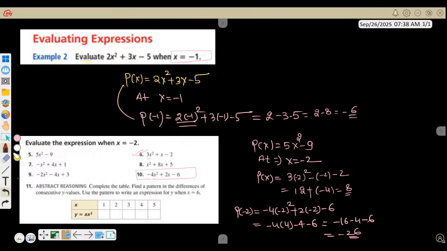So you can say, sir, if x is 1, then y is a into 1. So a. If x is 2, then 2 square into a, it means 4a. If x is 3, then 3 square means 9a. If x is 4, then 4 square 16a. And if x is 5, then 25a. That's it.